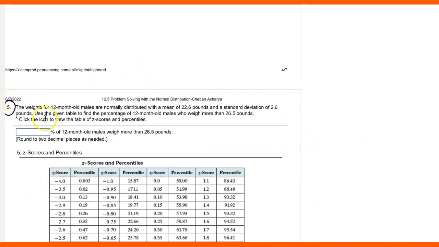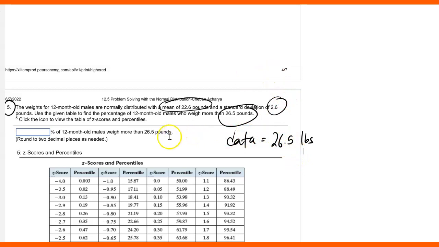Question number 5. The weights of 12-month-old males are normally distributed with a mean of 26.6 pounds and a standard deviation of 2.6 pounds. Use the given table to find the percentage of 12-month-old males whose weight is more than 26.5 pounds. The data here is 26.5 pounds. I'm looking for the percentage of 12-month-old males whose weight is more than 26.5 pounds.